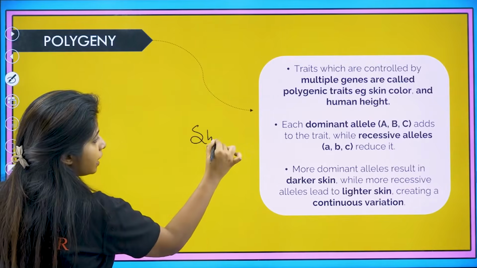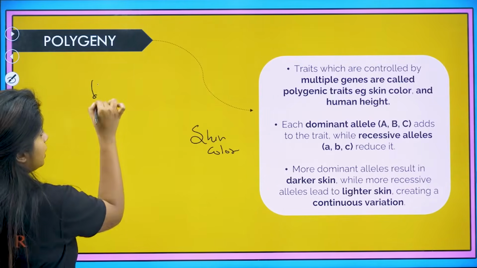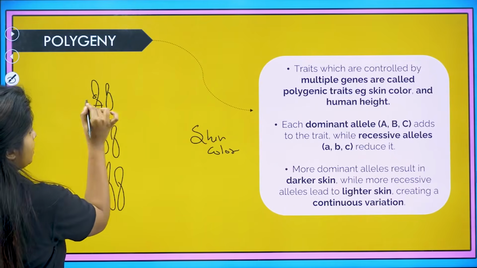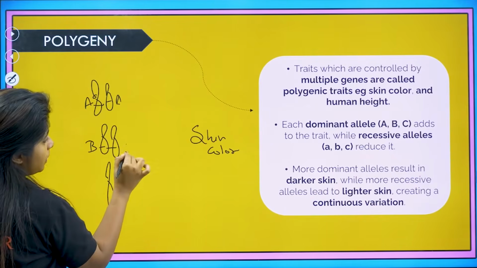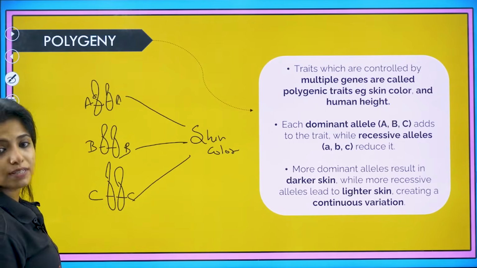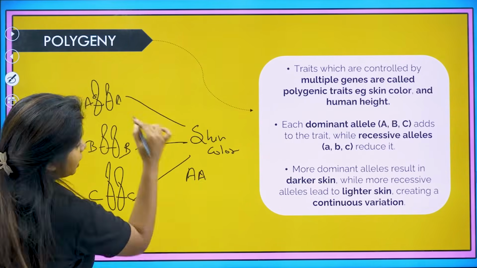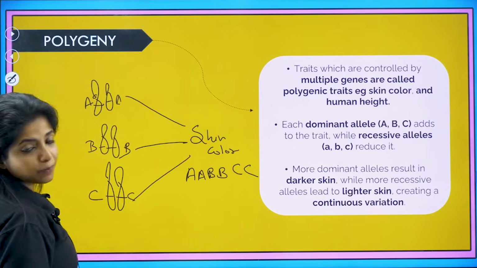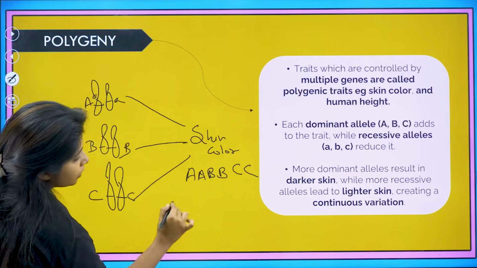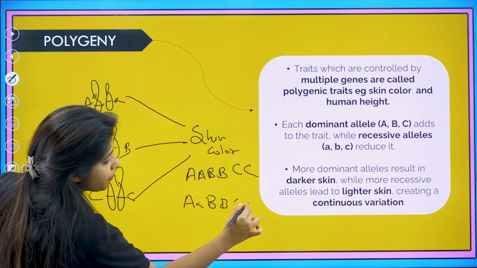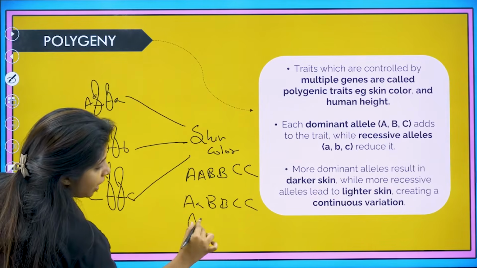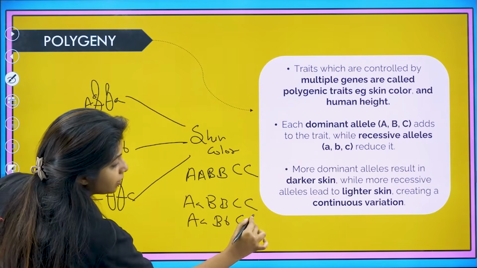For example, if you talk about your skin color, it is actually controlled by so many genes. Suppose over here capital A, capital B, capital C. So these genes are all controlling your skin color. So over here the genotype is capital A, capital B, capital C. Now suppose over here I replace capital A with small a. So now the whole thing is changed. Capital A, small a, capital B, capital C. Now if again I change this, I get small b. So now capital A, small a, capital B, small b, capital C.